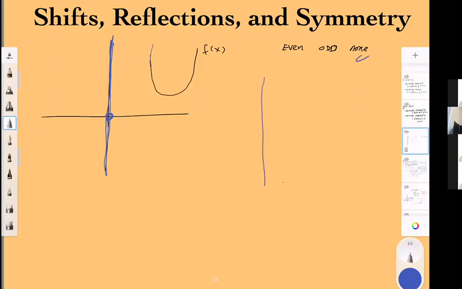Another example. This one. Is it even? Yeah, I was trying to make it even. The y-axis cuts the graph, so it means even.